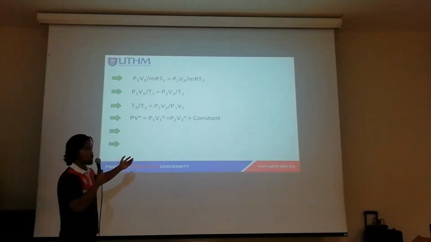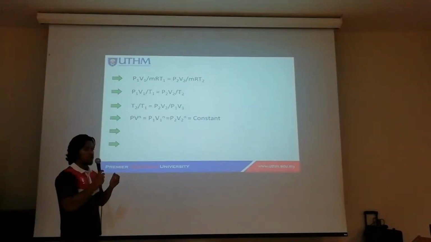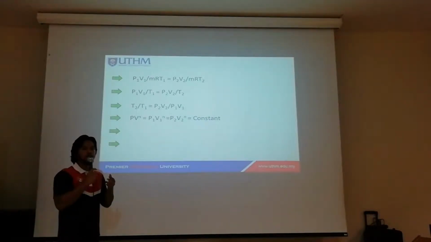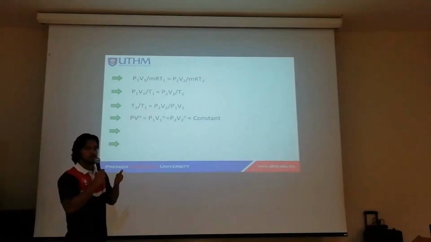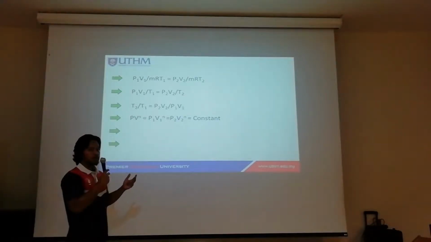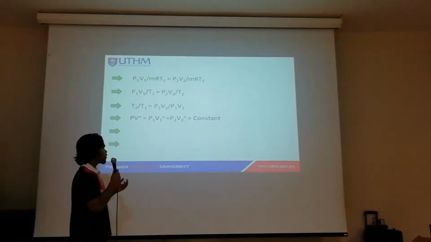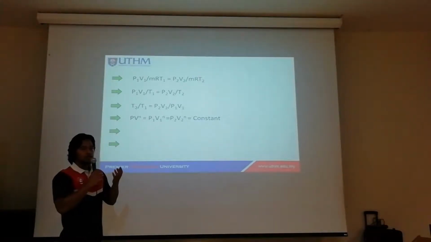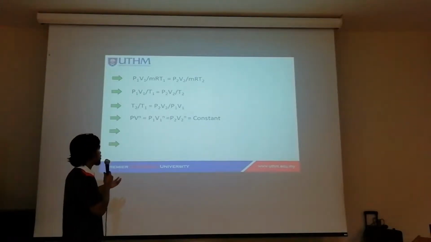Because we know the polytropic process is PV^n equal to constant, we have two phases of the process, the initial one and the final one. So we put P1 V1^n equal to P2 V2^n. So how do we put the equation for the polytropic process into the ideal gas equations?